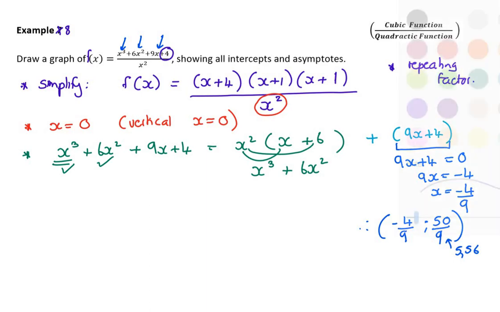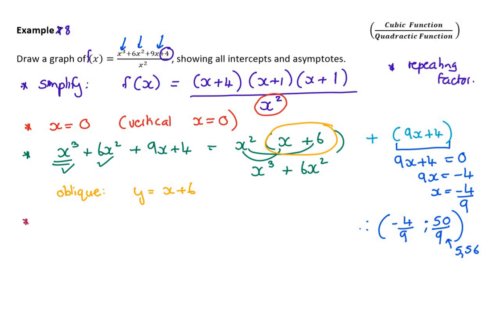So I still haven't finished this note here because where's my oblique asymptote? My oblique asymptote is at y is equal to x plus 6. So as x tends to infinity and negative infinity, I will tend towards that, but I will also be going straight through that asymptote at a point. Okay, great.